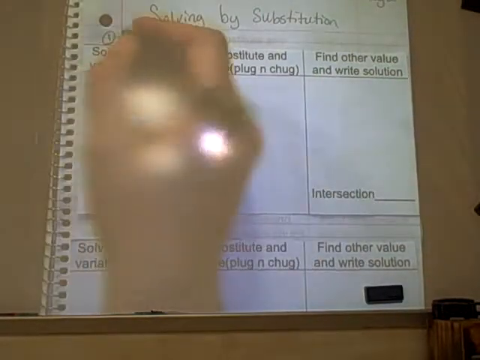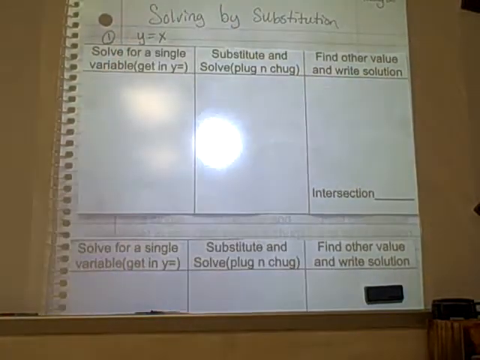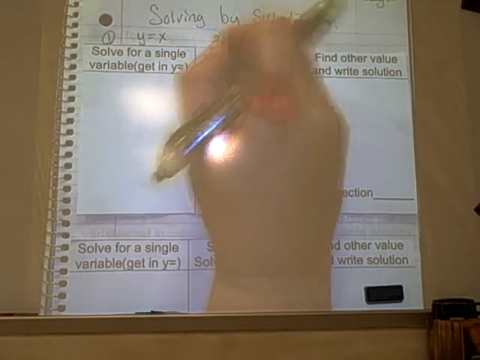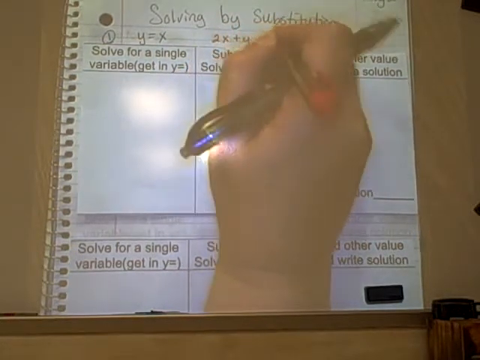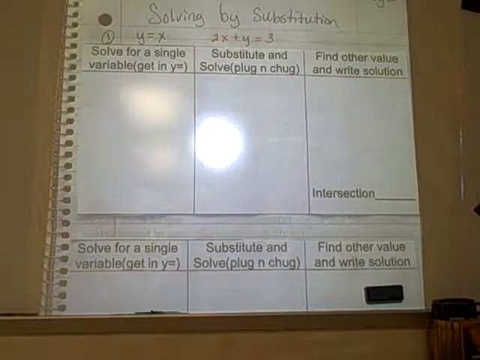So on the first one, you're going to have two equations. I'm just going to write one in one color and one in the other color, simply because it helps you see which one I'm dealing with when. That way you'll know which equation I'm talking about.